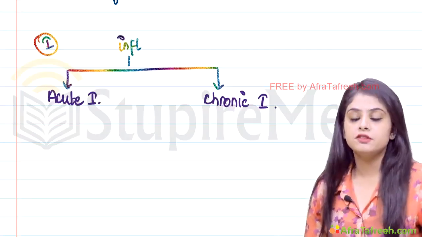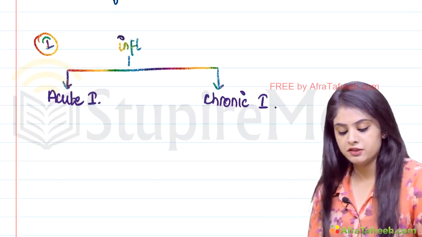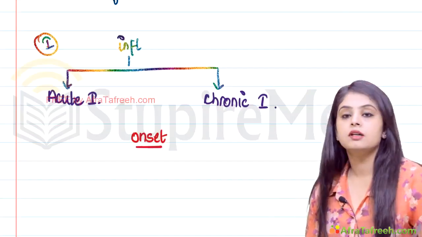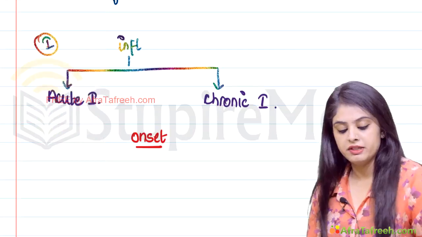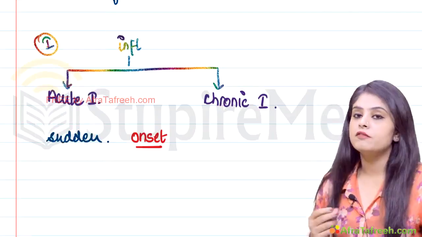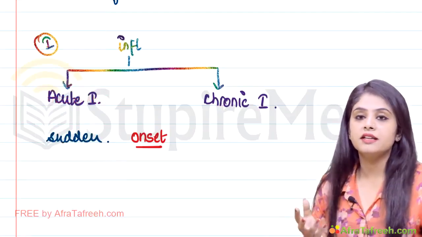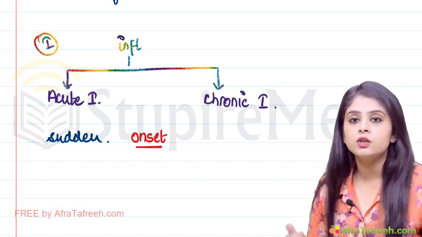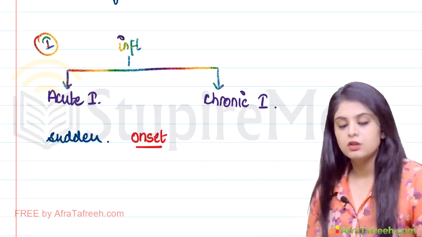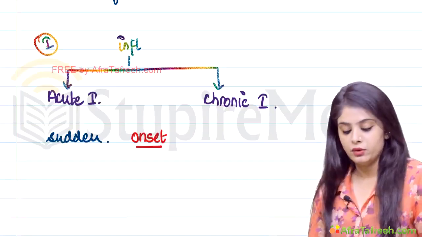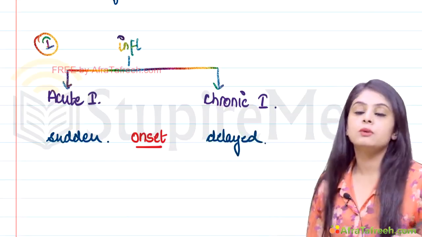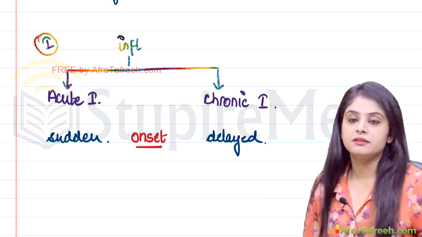The first difference that you need to know: what is the difference in the onset? Now remember, acute inflammation will be sudden in onset. Will start off very quickly. Will start off within seconds or minutes. It is going to be sudden. That is why it has the term acute. What about chronic? Chronic, on the other hand, is going to have a more delayed onset.